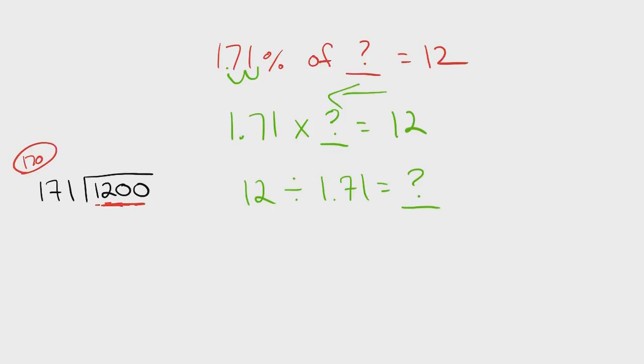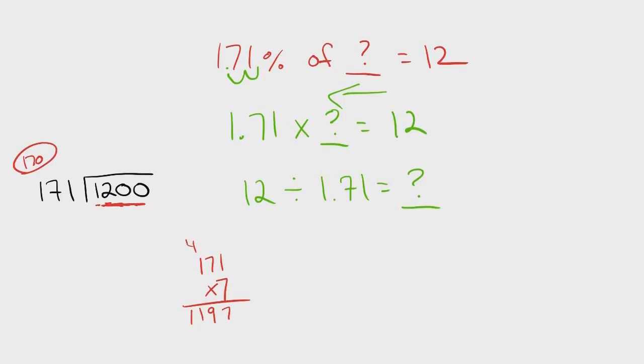So my guess approximately would be 7. So I'm going to take the 7 right here and multiply it by 171. 7 times 1 is 7. 7 times 7 is 49. Carry the 4. 7 times 1 is 7 plus 4 is 11.